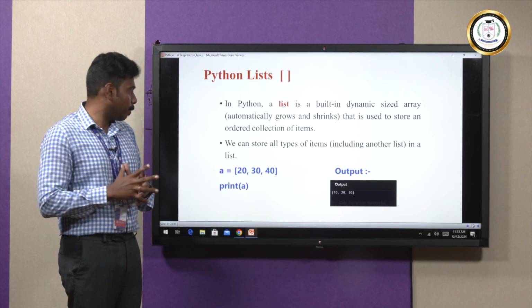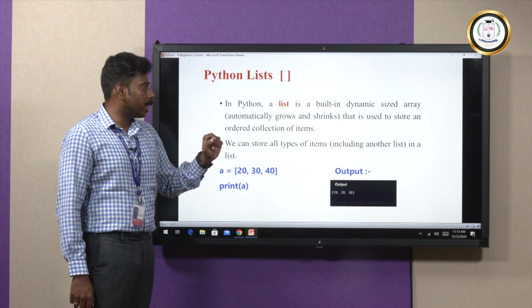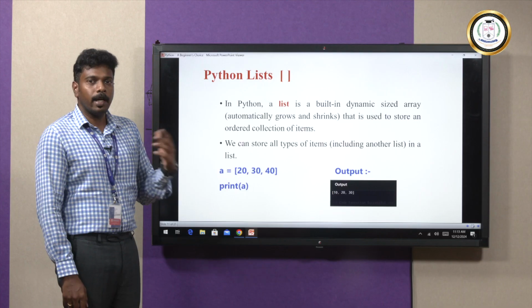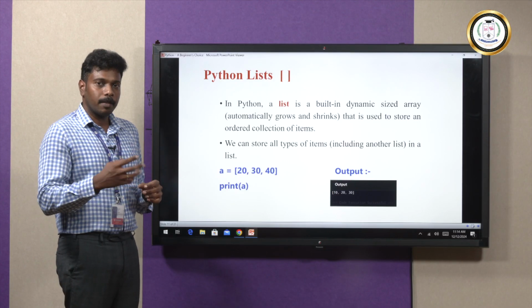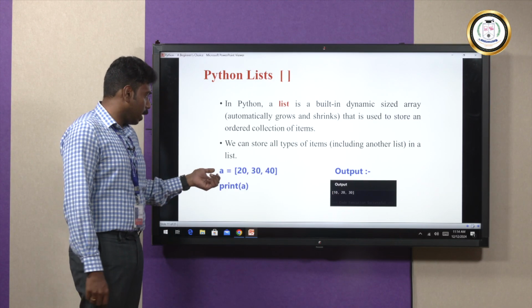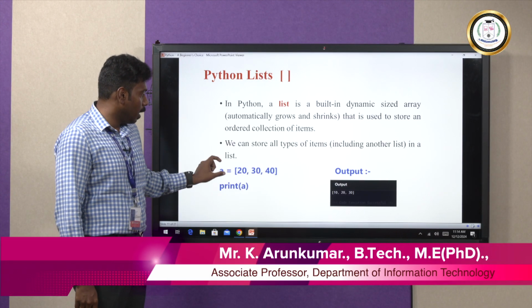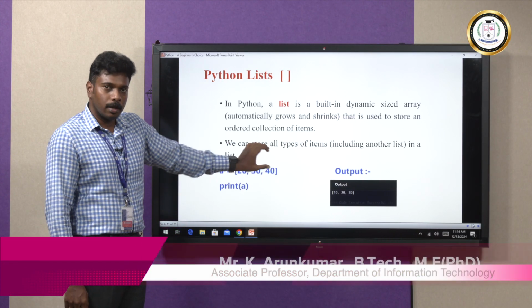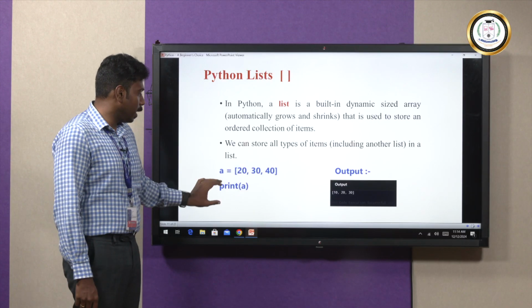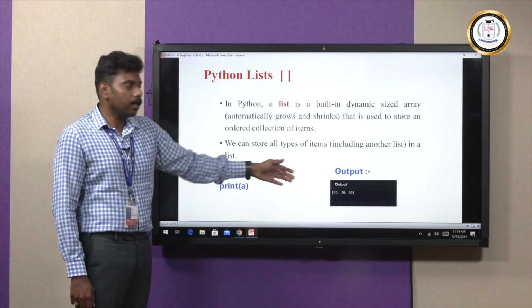So the first thing to be remembered: we can store all types of items in a list. Irrespective of the data type, we can store all the data types in a list. For example, A equal to 20, 30, 40. You can see very precisely, I have taken 3 different integers, and I am printing A, and you can see that the output has been printed.